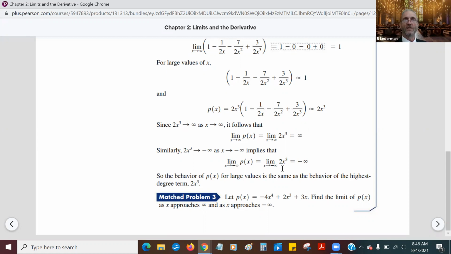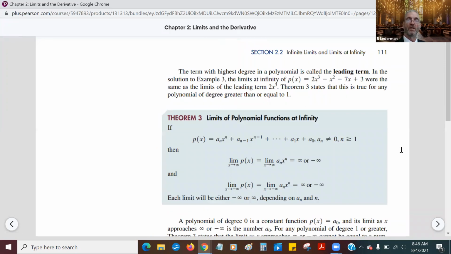Negative 10,000, negative 20,000, and so on and so forth. And it's going to become negative infinity. Okay, let's carry on. By the way, whenever it says matched problem, that just means it's giving you another problem of a similar nature. Alrighty, the term of the highest degree is called the leading term of a polynomial.